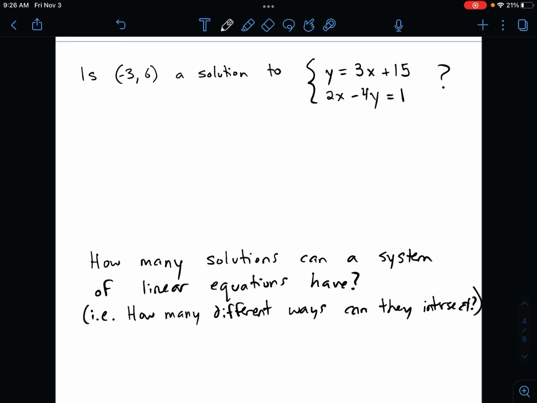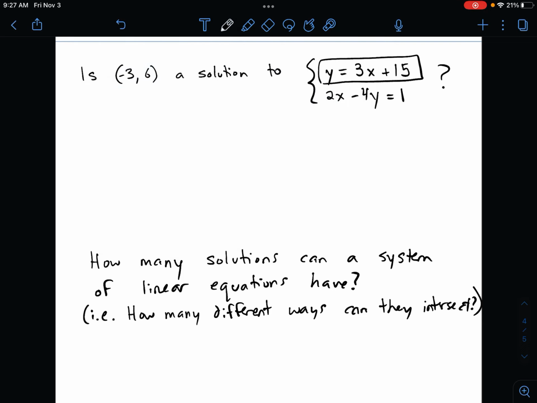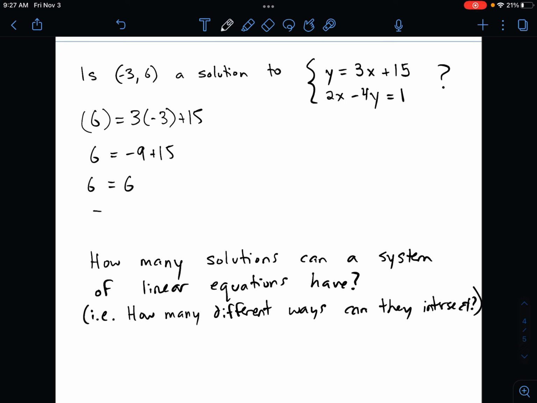All right, so if you tried this problem, you should have found out that this is not a solution. So if I take my first equation, y equals 3x plus 15, and if I plug in a -3 for x and a 6 for y, we'll get 6 equals 3 times -3 plus 15. So that means that 6 equals -9 plus 15. And if we reduce that right side, we do get 6 equals 6, which is true. So far it's looking like it might be a solution because it is on this first line. But now we want to see if it's also on the second line, if it's where they intersect.